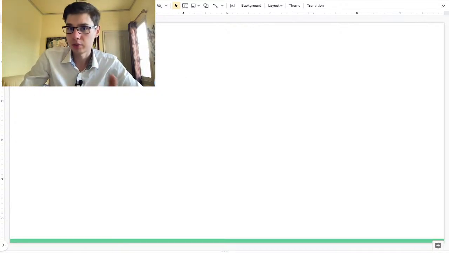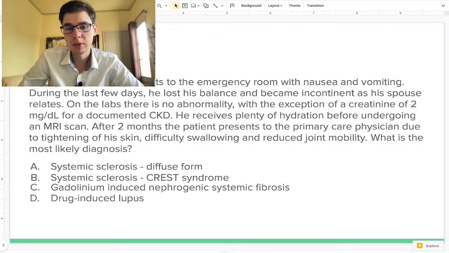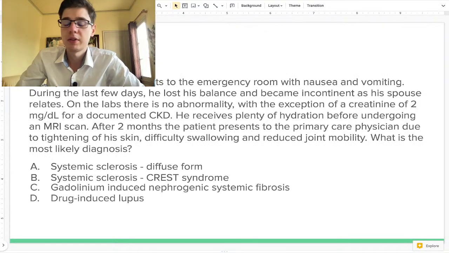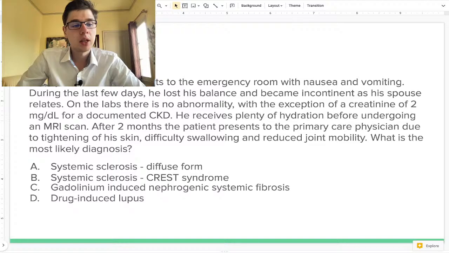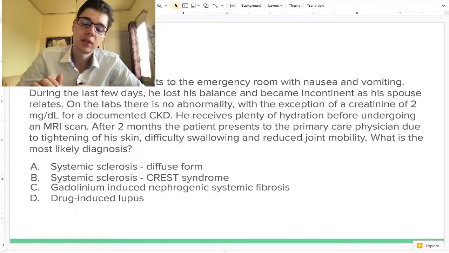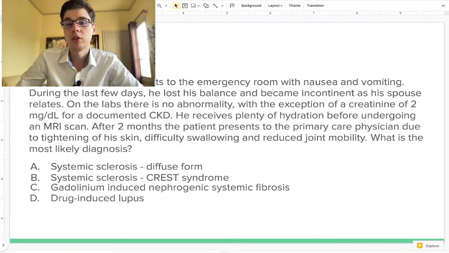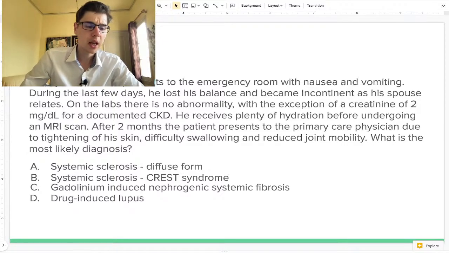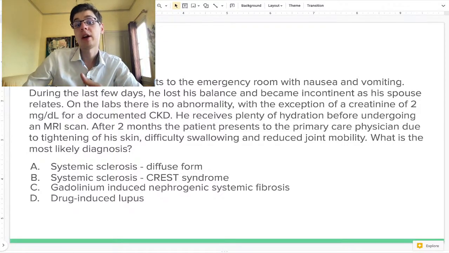The answer, therefore, is C, gadolinium-induced nephrogenic systemic fibrosis. It can be one of the experimental questions on the USMLEs. Also, it can be one of the questions that differentiates the top performance from the mediocre ones, as the concept is rarely seen.